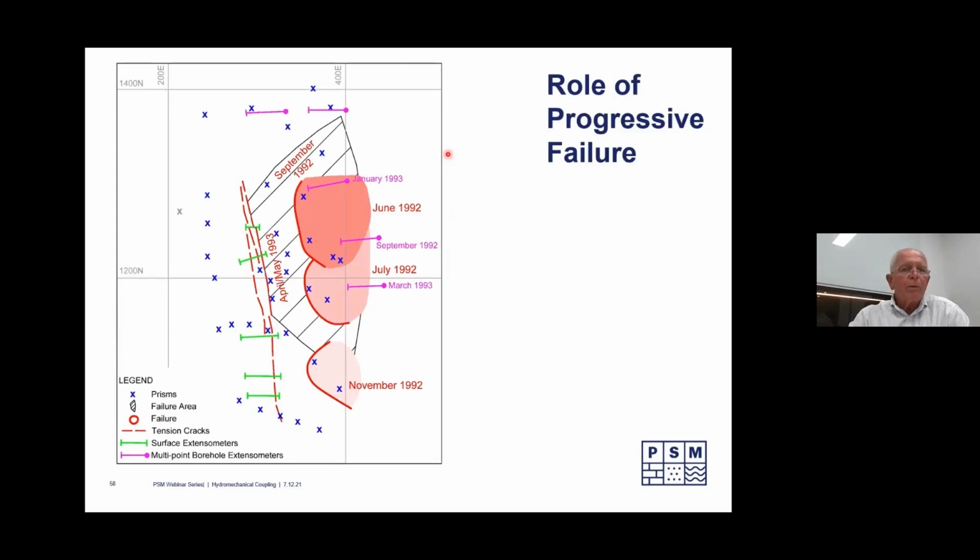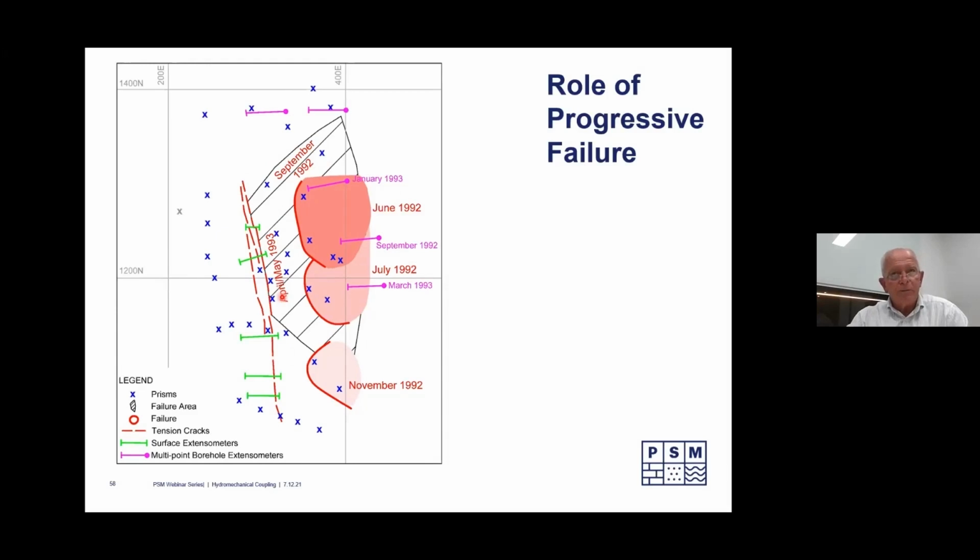But the one thing I want to point out is this is another slope, a different one, but this cross-hatched area is the area that eventually failed. But the actual failure started here in June 1992. Then it got slightly bigger in July, a month later. And then a different part of the slope moved in November 92. And then September 92 here. And then finally, we had the slope collapse in April, May 93.